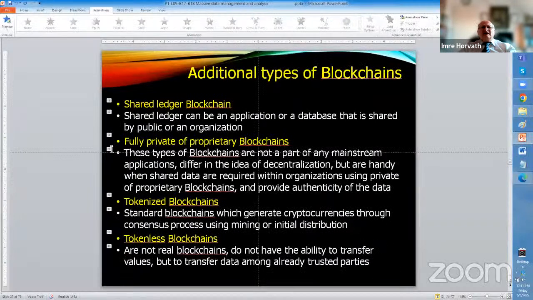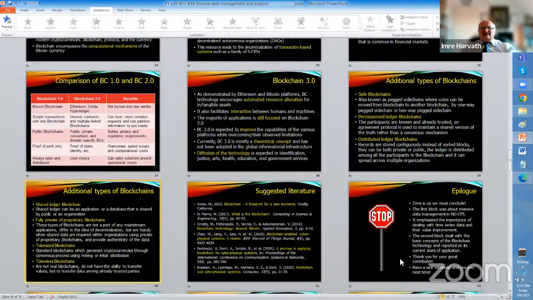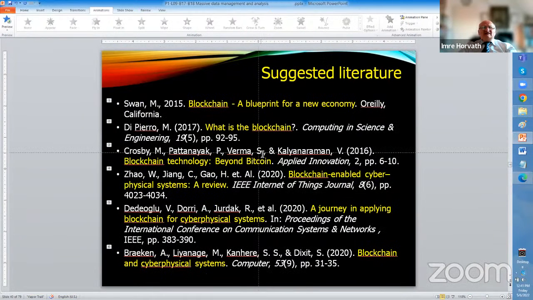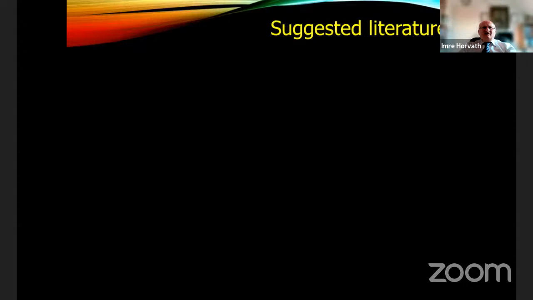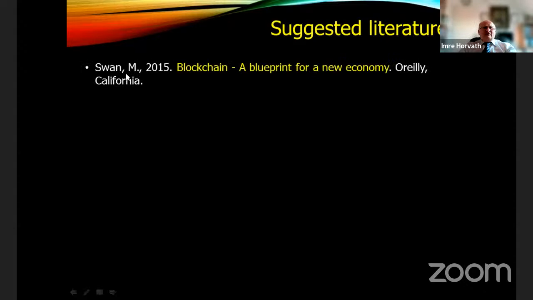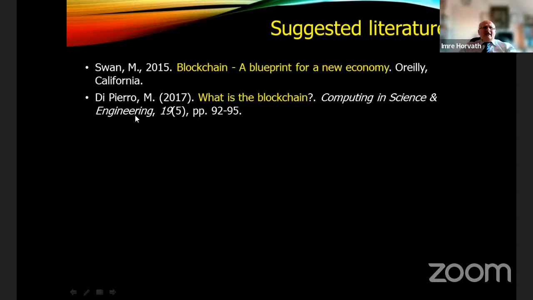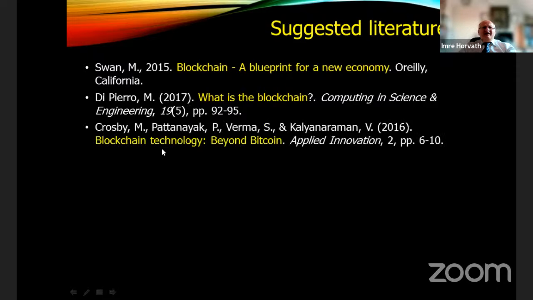And in view of the fact that the time is almost elapsed, I would like to go to the suggested literature and mention a couple of seminal and meaningful works. For instance, I referred to this particular book earlier, Swan's compilation, Blockchain: Blueprint for a New Economy, which is really worth reading. Then Piero, What is the blockchain? It is a recent overview of the fundamental concept and the evolution. And Crosby and the other authors wrote a paper on blockchain technology beyond Bitcoin, typically focusing on smart protocols.